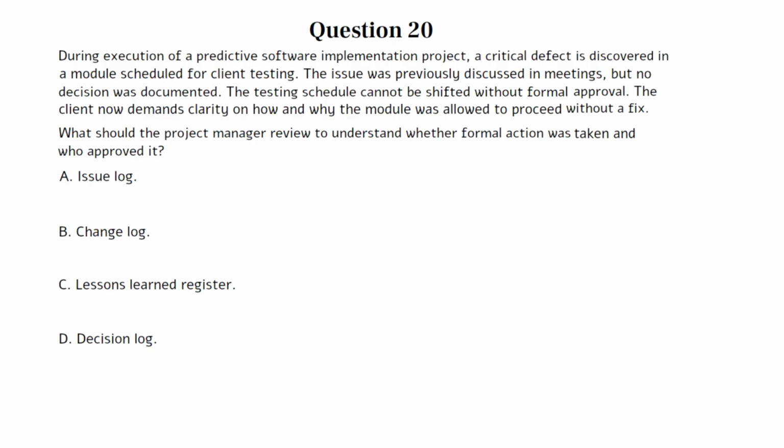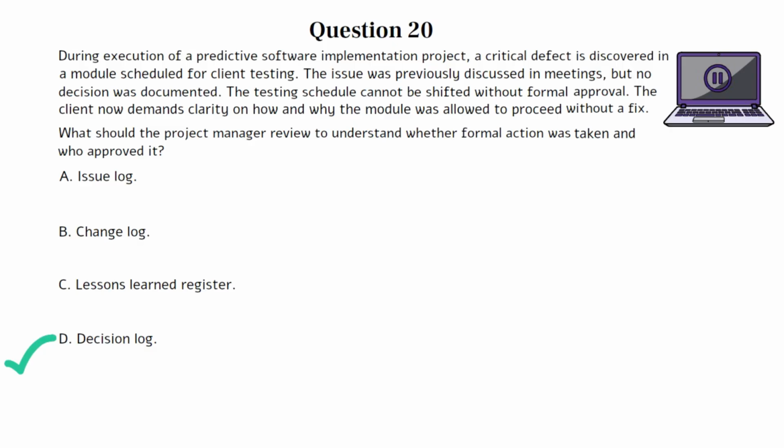A. Issue log. B. Change log. C. Lessons learned register. D. Decision log. You can pause the video here if you need more time to work on the question. The correct answer is D. This question tests your ability to identify the correct project document in a predictive environment when accountability and traceability are required. In formal, plan-driven projects, decision documentation is critical, especially when stakeholders demand clarity on how trade-offs were made.